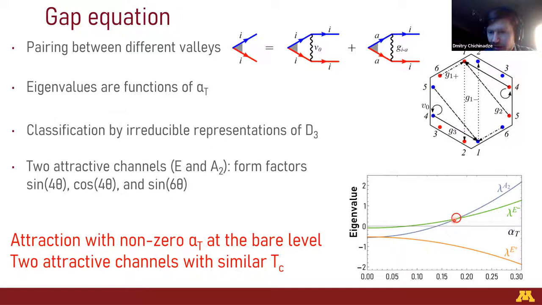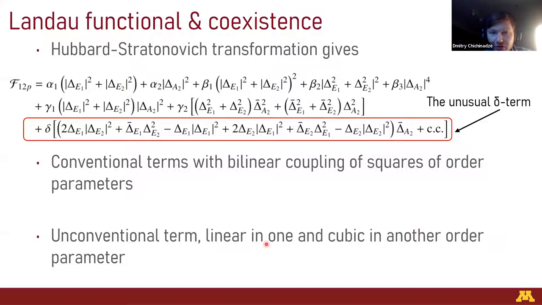So we would like to study the vicinity of this point and see what the ground state is. To do that, we need to go down in temperature and actually derive the Landau functional. So the Landau functional looks like this. It looks kind of long, but what is important is that the first part is the most standard and conventional result, where every order parameter is coupled via bilinear biquadratic coupling to another. So you have the square of one order parameter coupled to the square of another. But an interesting feature here is that there is an unusual delta term where the cube of the E order parameter is coupled linearly to the A2 order parameter. And this term is actually allowed by symmetry and is a signature of C3 rotationally invariant systems. So let's see what this term gives us.